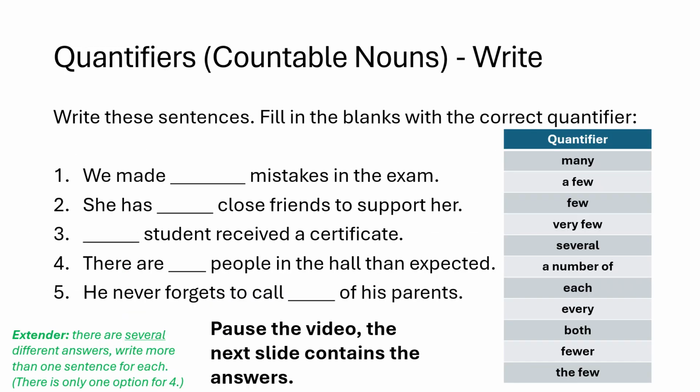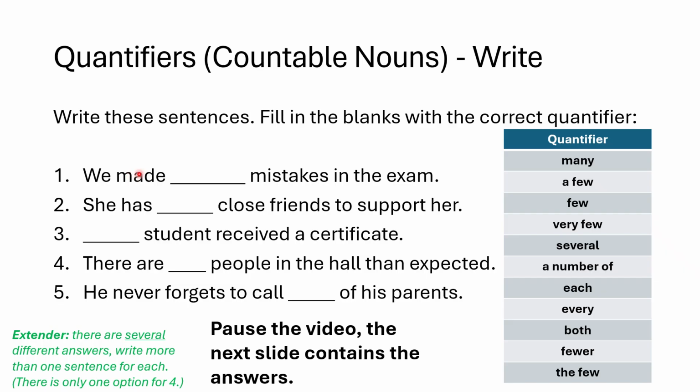Write these sentences. Fill in the blanks with the correct quantifier. The quantifier options are many, a few, few, very few, several, a number of, each, every, both, fewer, the few.